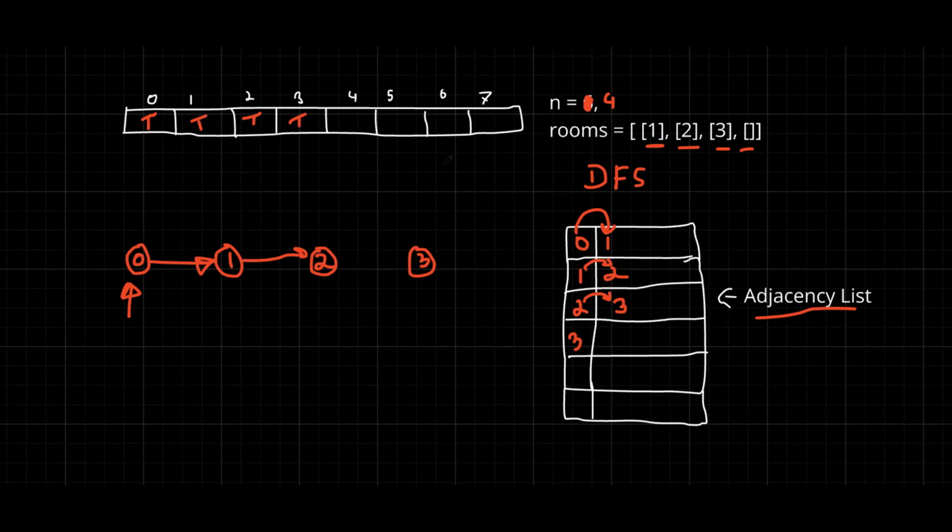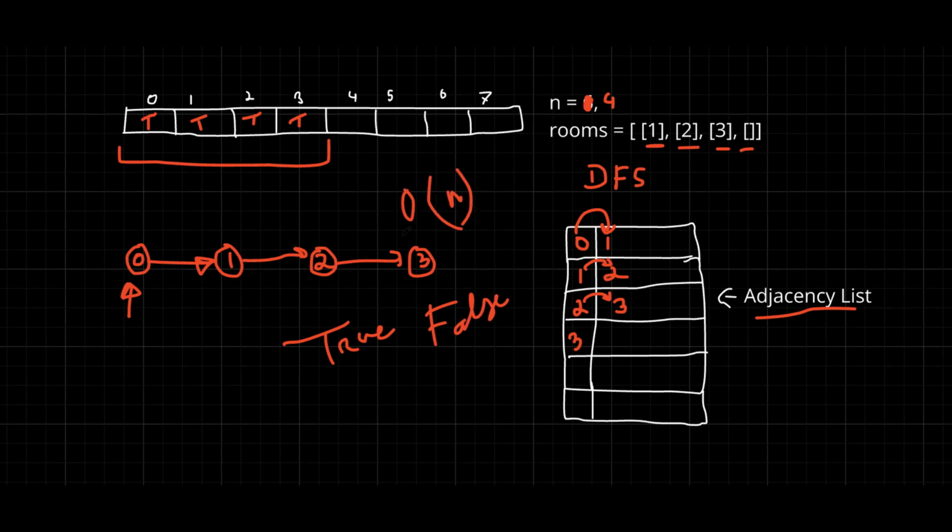So here we can see that from 3, we cannot go anywhere else. Now, we have in total 4 rooms, 0, 1, 2, 3. Fortunately, all of them are visited. So here we have to return true. Otherwise, if by performing the DFS we are not able to reach all of the nodes, we have to simply return false. And the overall time complexity of this algorithm is O(n), where n is the number of rooms. I hope you understood the algorithm.